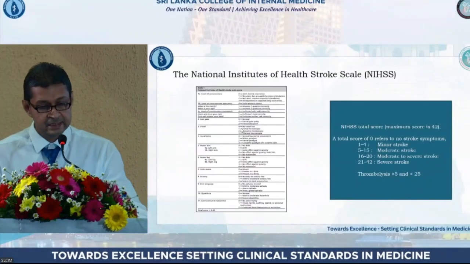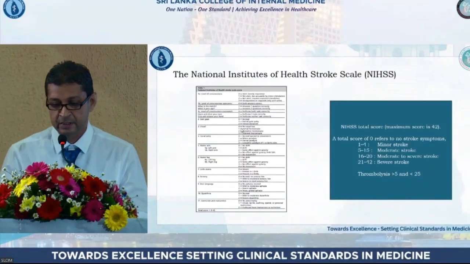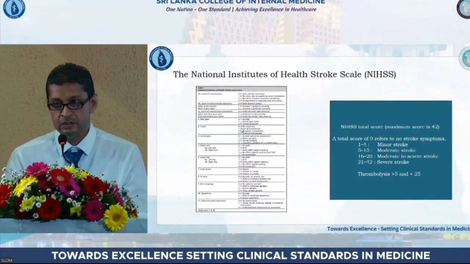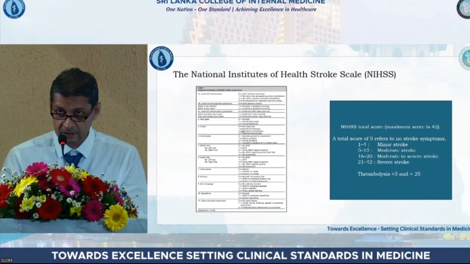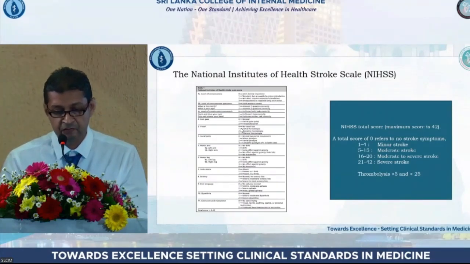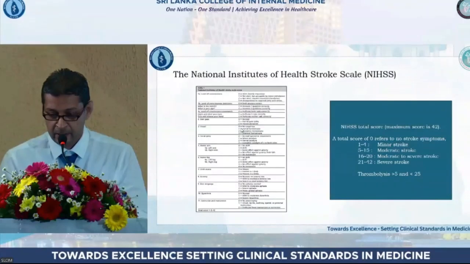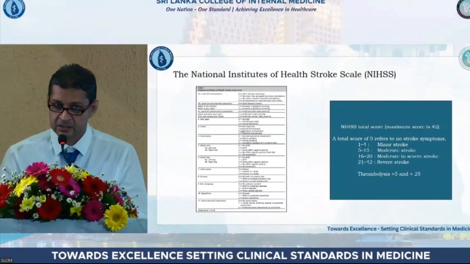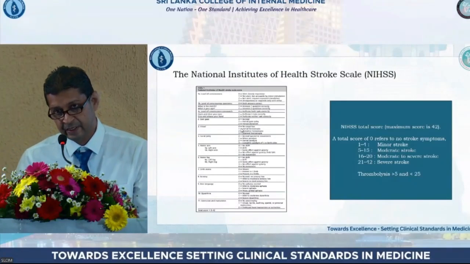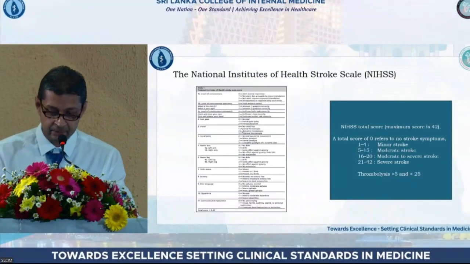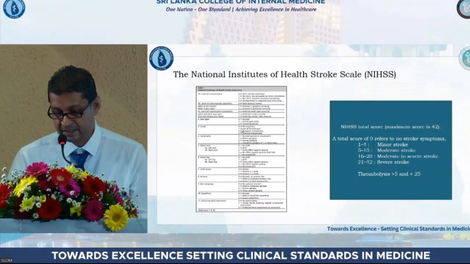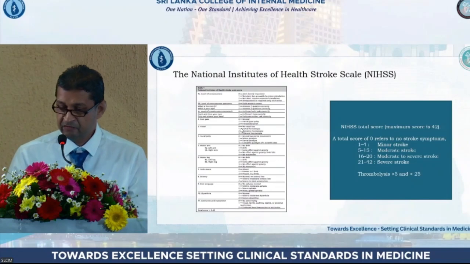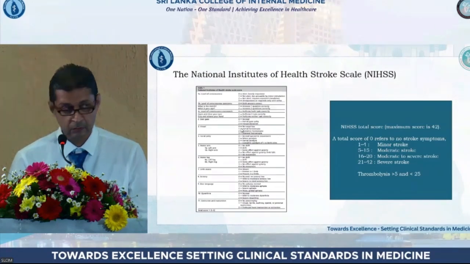The next step is the assessment of the severity of the stroke. Worldwide, the tool used to assess the severity of stroke is the National Institute of Health Stroke Scale. NIHSS quantifies the stroke severity, and it is very important for decision making. Normally, patients with NIHSS of more than 5 and less than 25 are considered for thrombolysis.